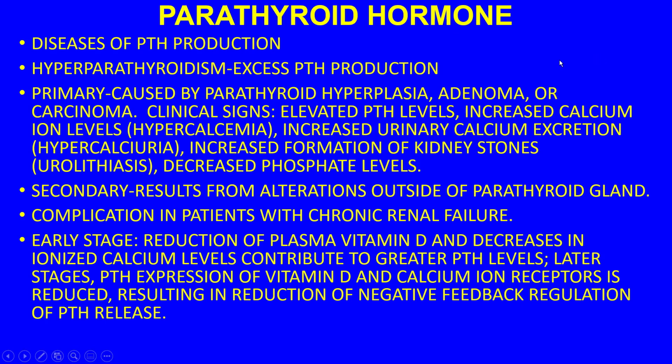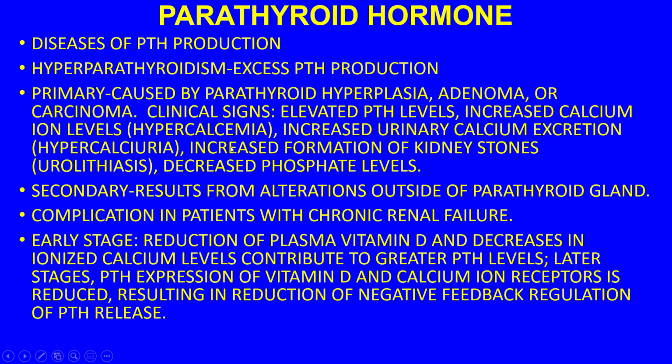Now, we're going to look briefly at diseases of the parathyroid hormone production. Hyperparathyroidism is basically just that, excessive PTH production. But there are different types, primary and secondary. Primary is caused by parathyroid hyperplasia, adenoma, or carcinoma. The clinical signs are elevated PTH levels and increased calcium ion levels. This is where you're going to get hypercalcemia, as well as increased urinary calcium excretion, and that's hypercalciuria.